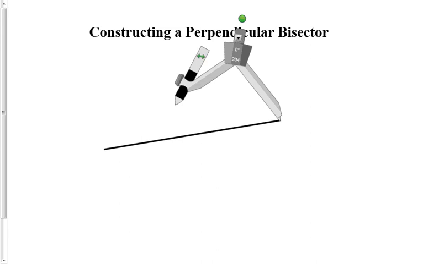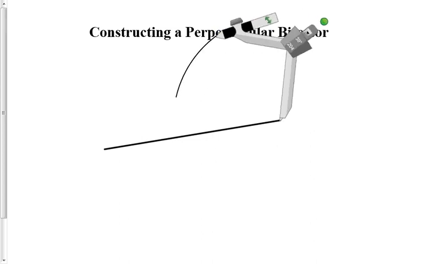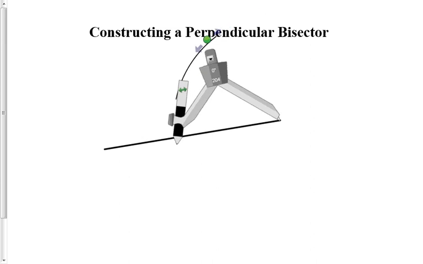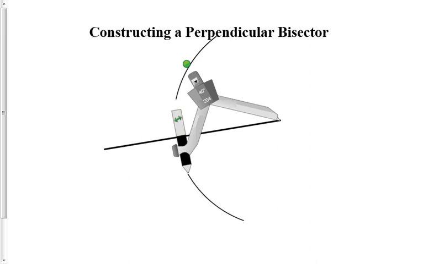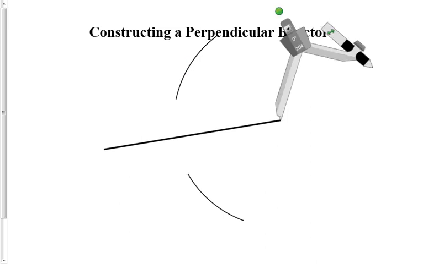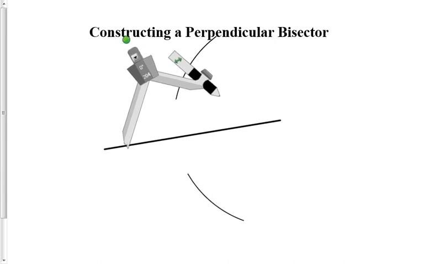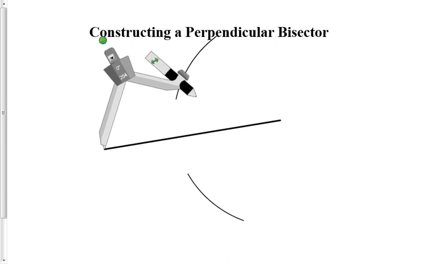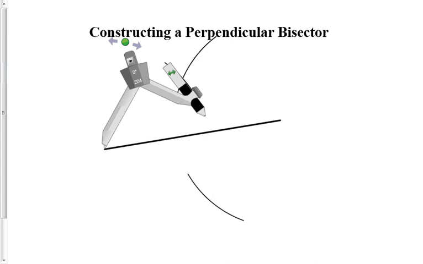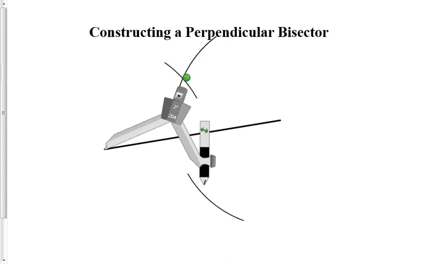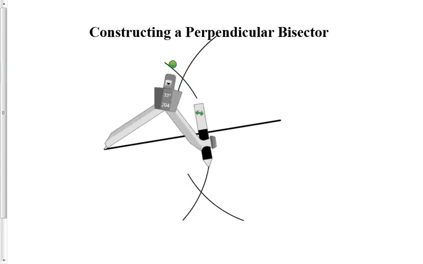Next, I'm going to strike an arc above and below the given segment. Then, keeping my compass that same distance, I'm going to bring my compass over to the other endpoint and do the exact same thing. And what I'm looking for is the intersection of the two arcs above the segment and the two arcs below the segment.